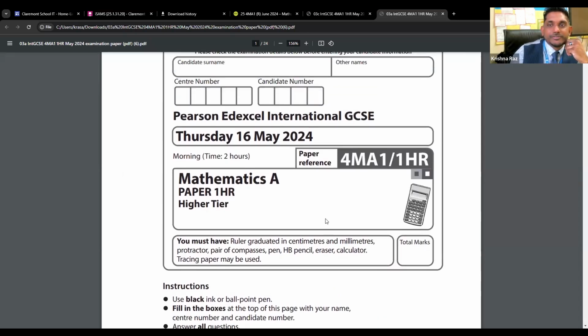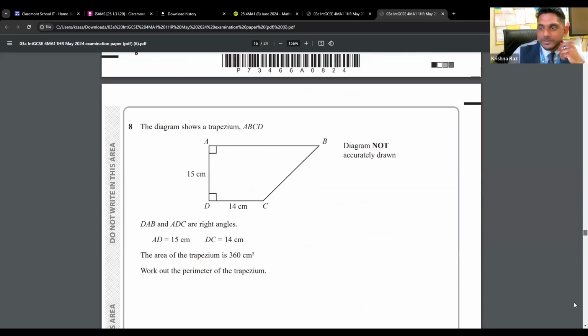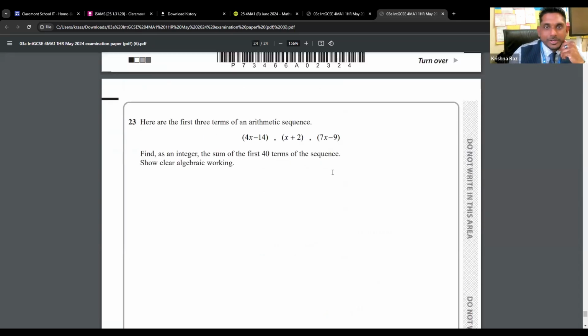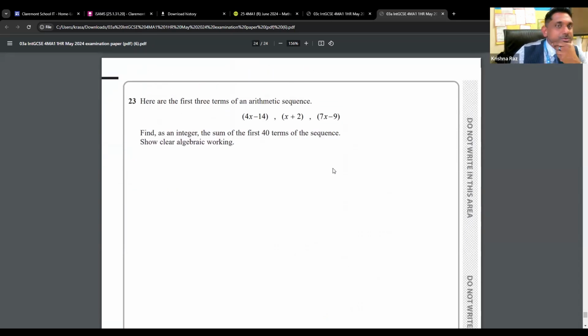Today we'll be looking at the June 2024 paper R that we did in the mock. As requested, we're just going to look at some of the back questions. We'll start with this one, the sum of an arithmetic sequence.